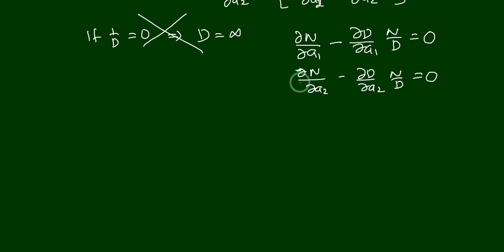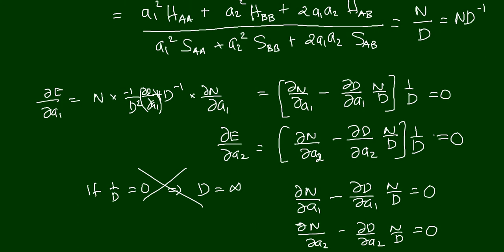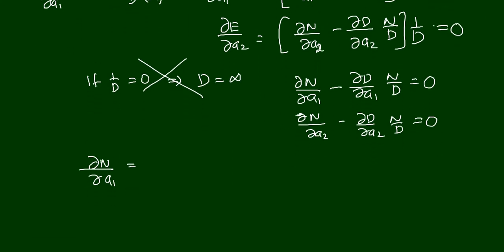Now let us find out ∂n/∂a1, ∂d/∂a1, ∂n/∂a2 and ∂d/∂a2. And finally, after finding out all these things, we will substitute in these equations. So let us go for ∂n/∂a1. So we have to know what is n. Here is n: a1 square HAA plus a2 square HBB plus 2a1a2 HAB. That is n.